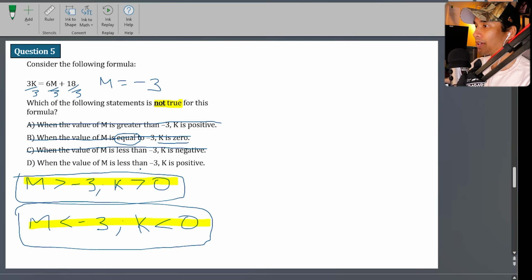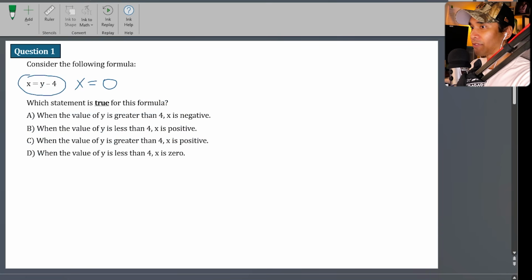When the value of m is less than negative 3, let me read that again. When the value of m is less than negative 3, k is positive. And that is incorrect. That is not true. So D is the correct answer. It's kind of like a brain flip, okay? When you're trying to find what is not true. But they will have something like this on the test. This could show up.